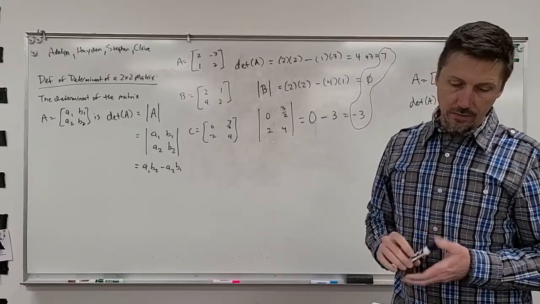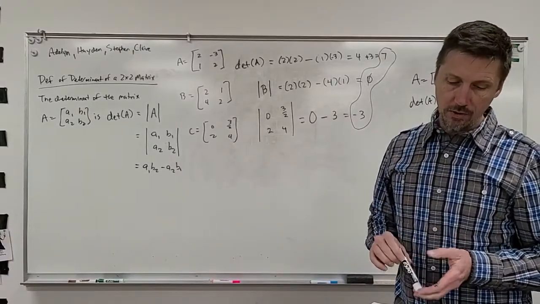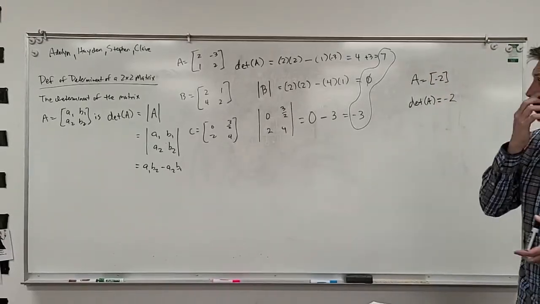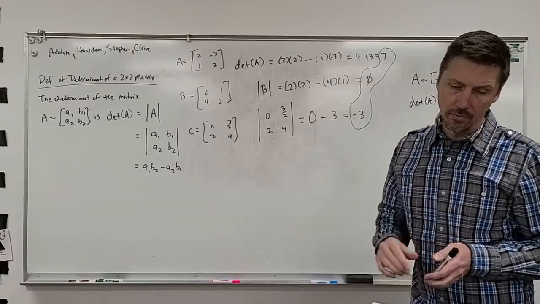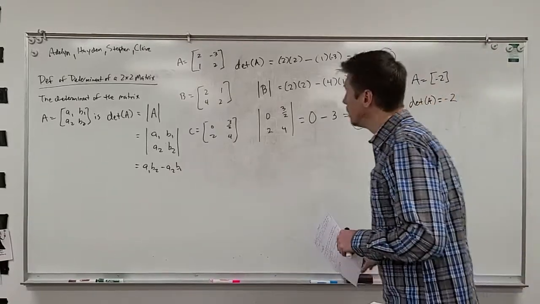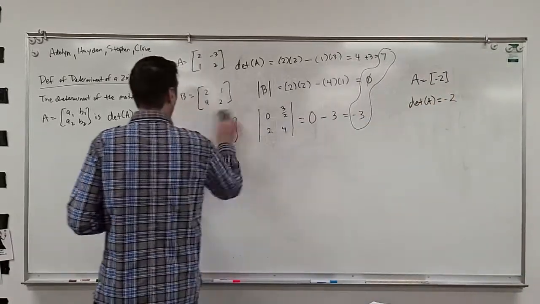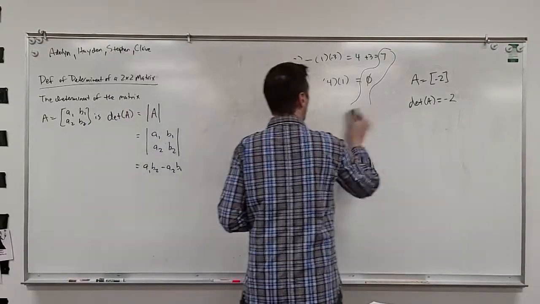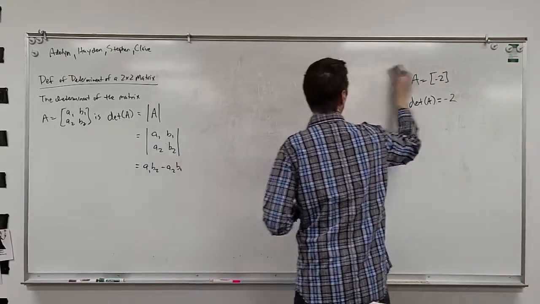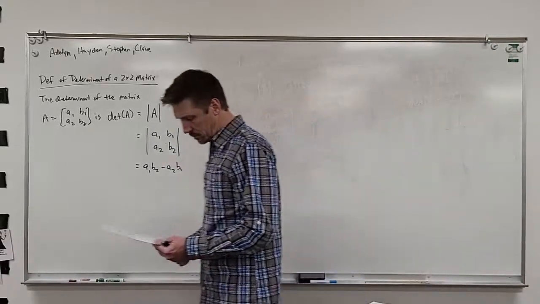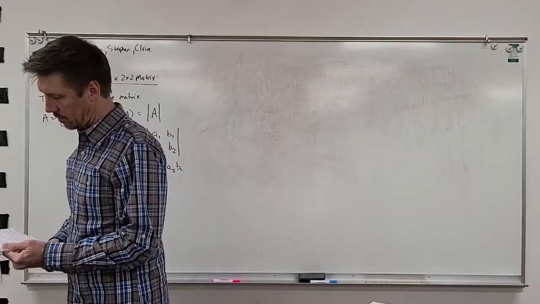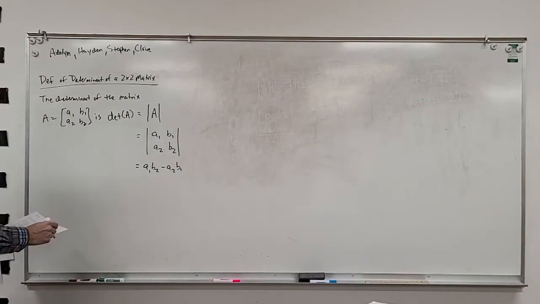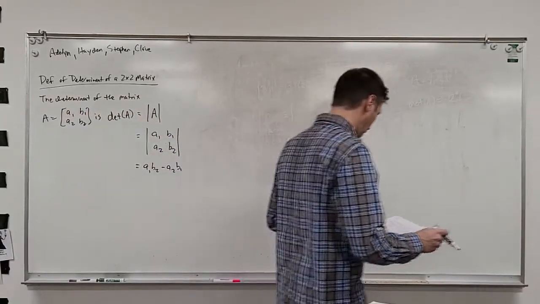All right. So we know how to find it for a 2 by 2, but what if we want to find the determinant of a 3 by 3 matrix? We don't really have a way to do that yet, and so I'm going to have to define minors and cofactors in order to help you find the determinant of a matrix that's greater than a 2 by 2. So, where am I going to put this? I'll put this over here.